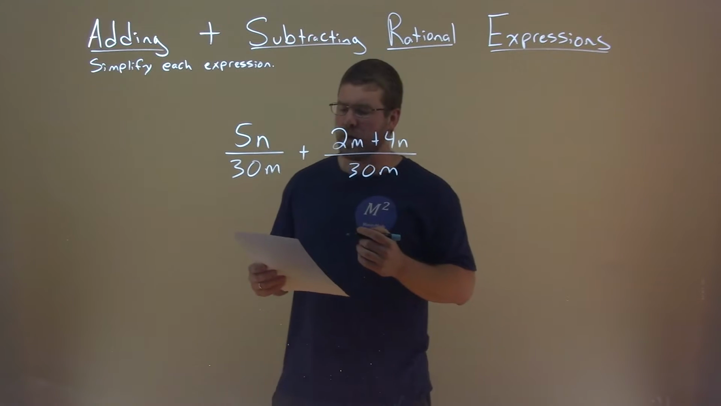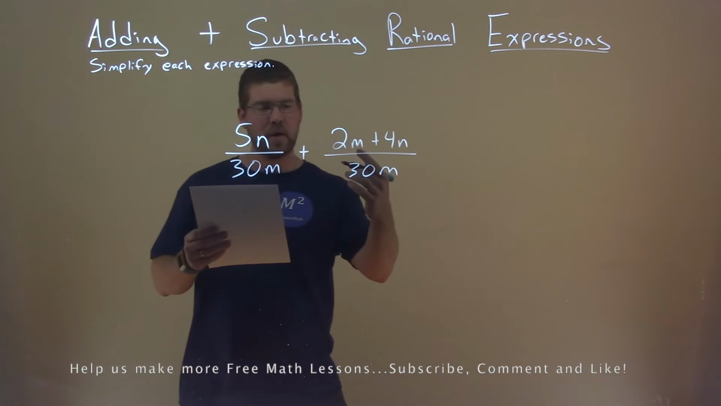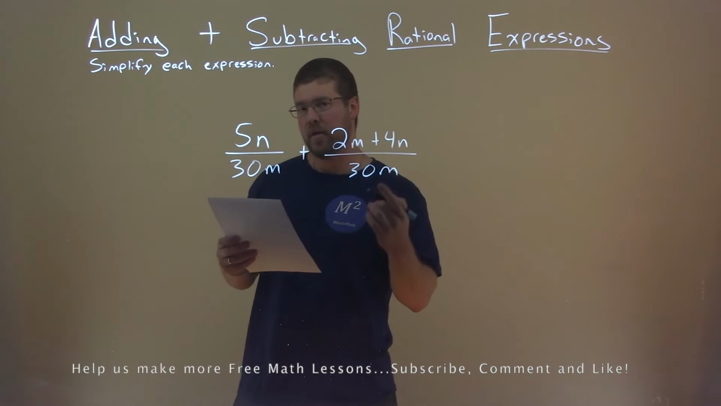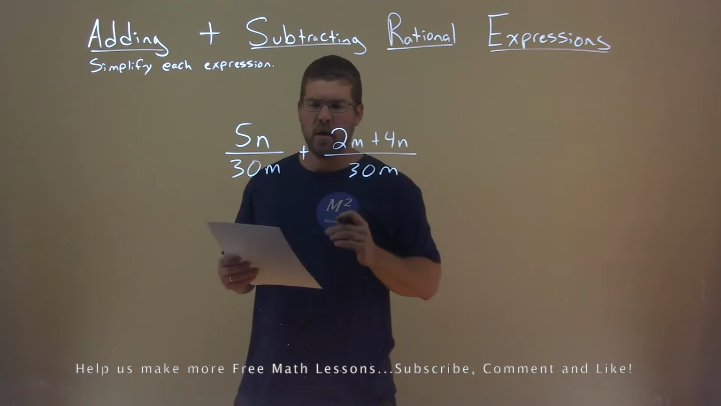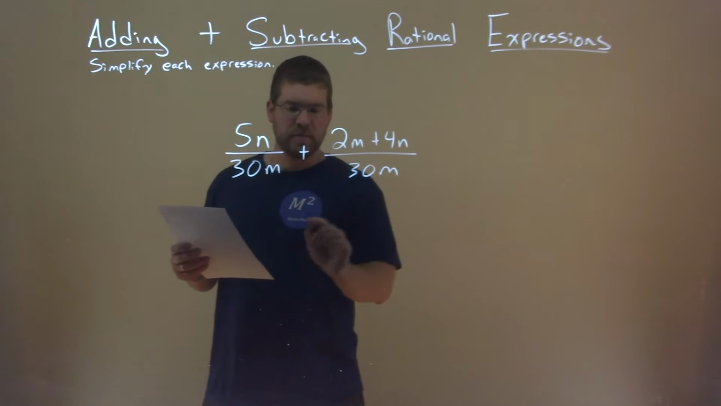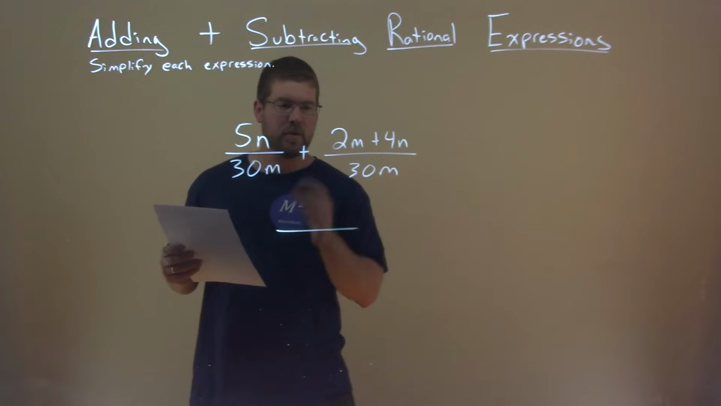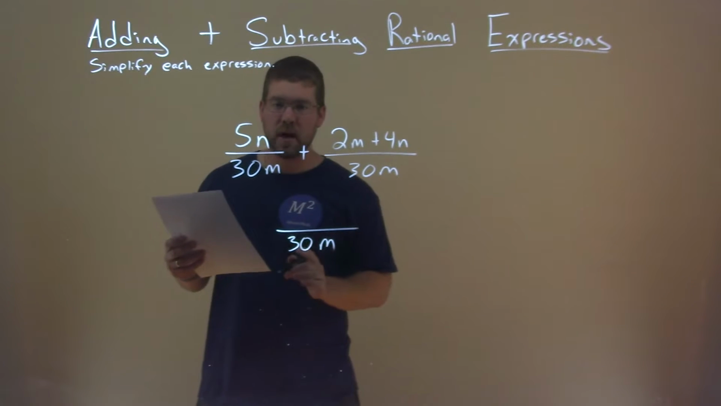We're given this problem right here, 5n divided by 30m plus (2m plus 4n) divided by 30m, and we need to simplify this expression. Well, we have the same denominator in both of our fractions, so we know we can add them. We just have that 30m stay in the denominator.